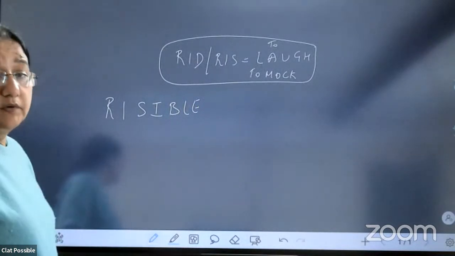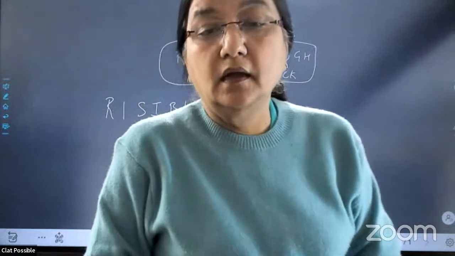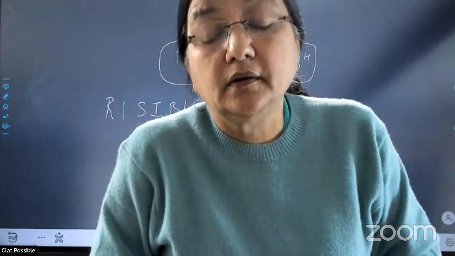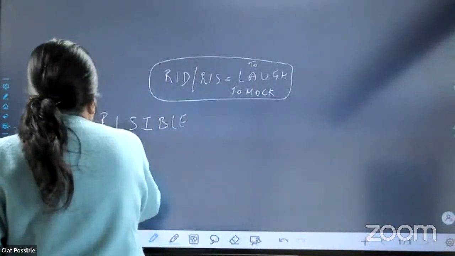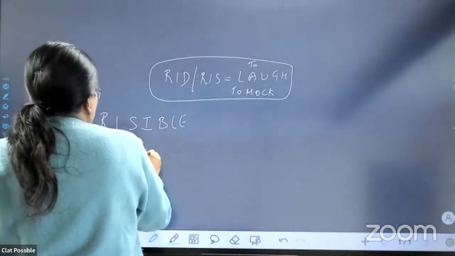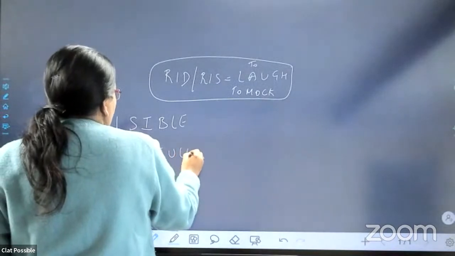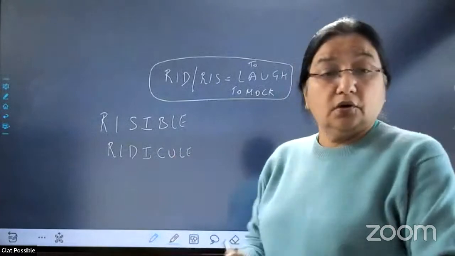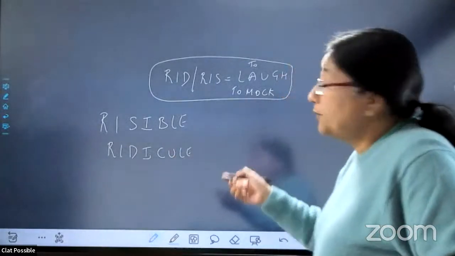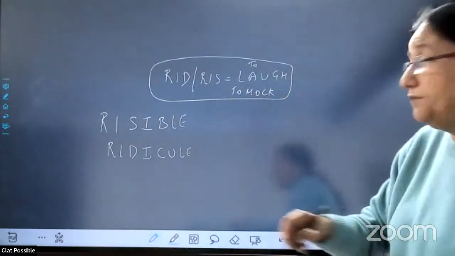Risible. Another word could be here. Okay, very good. Ridicule. See, now look at it. To mock somebody is ridicule. The author's tone is basically ridiculing. The author ridicules. Risible. Now I'm going to make it more negative by adding a prefix to it.